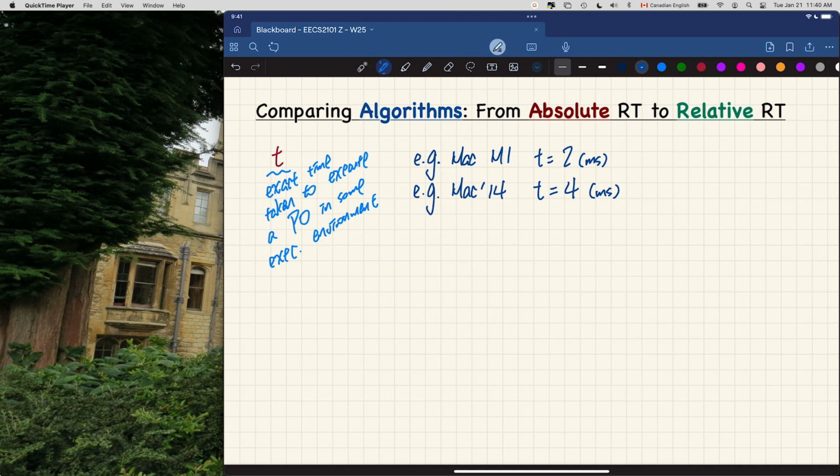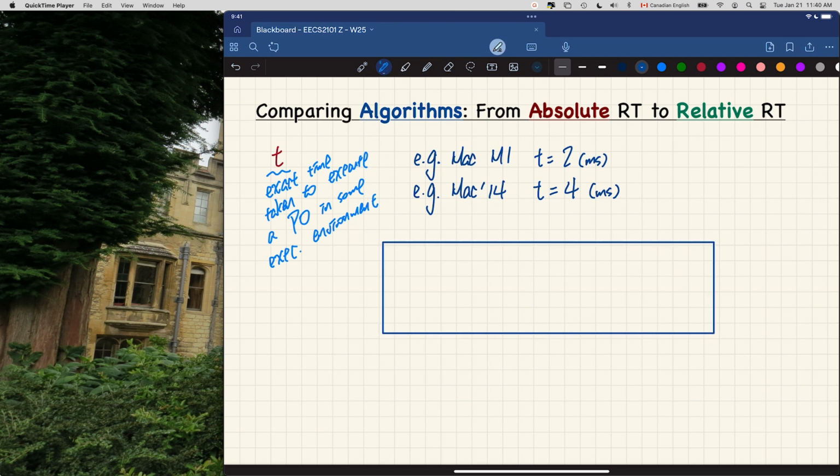Let me just use a table, I think a table might help the most. Let me draw it here. Okay, a table here, just bear with me. The platform we're considering is Mac, let's say M1, that's this one here. And the second one is the Mac 2014 version. So these are the two different platforms.